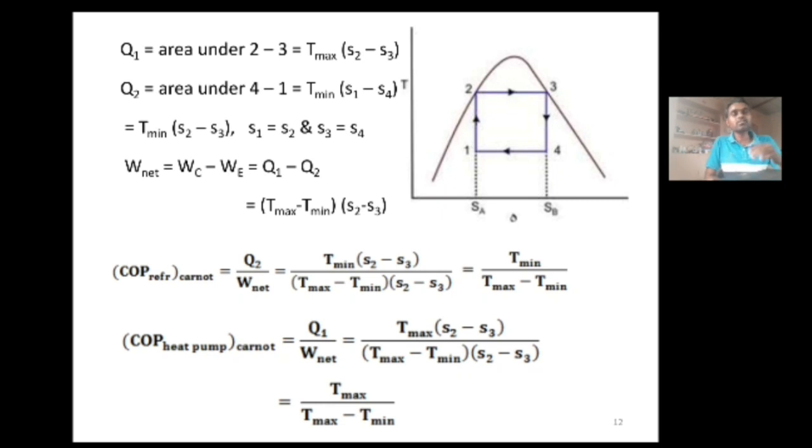It is found experimentally that for each degree rise in the T minimum, 2 to 4% of the COP can be increased. Okay, understand this much.